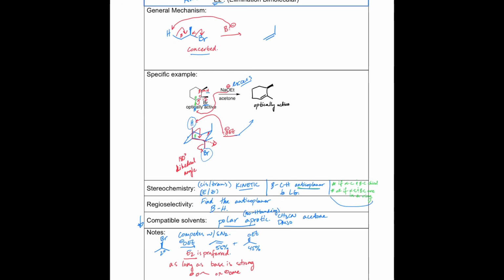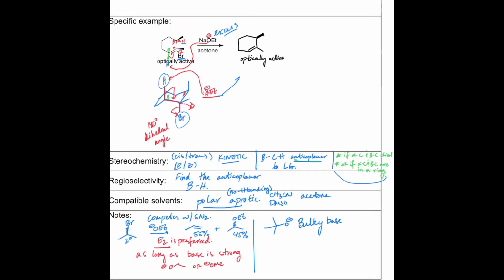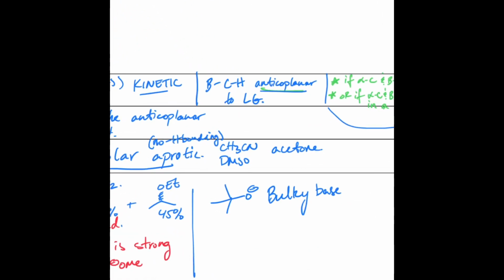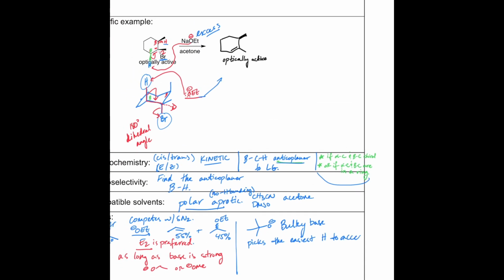Okay. Another note you might want to write here is that potassium terbutoxide, which is the super bulky base, is kind of a special case here, and it will typically form the less substituted alkene. One way I like to think about it is it picks the easiest H to access. So we're looking at the beta carbon that is least substituted.